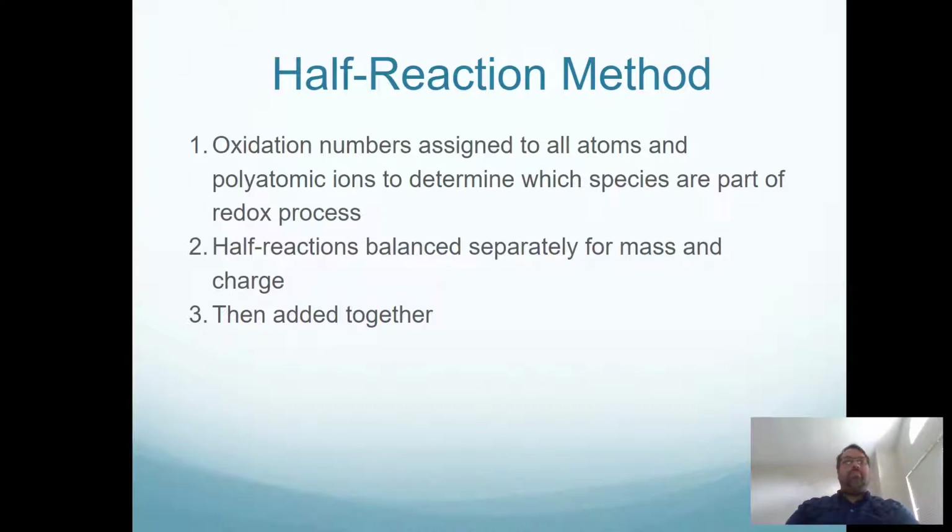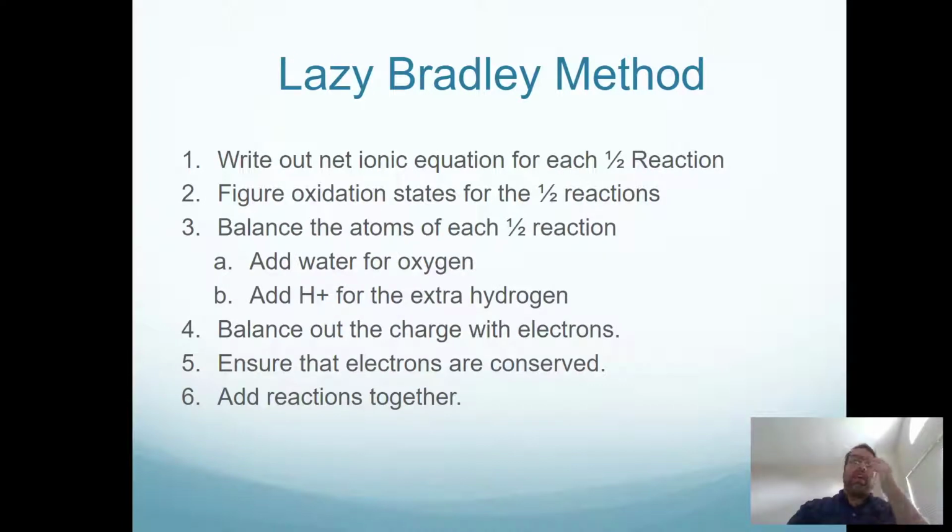Okay. And so what we're going to do here for our half reaction balance method is go ahead and assign oxidation numbers to all of our atoms. We're going to balance our half reactions separately for mass and for charge, and then we're going to go ahead and add them together.